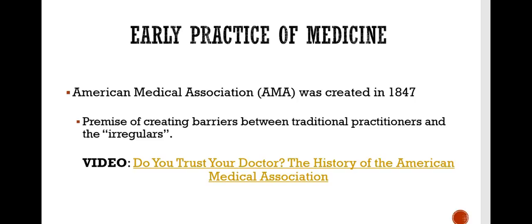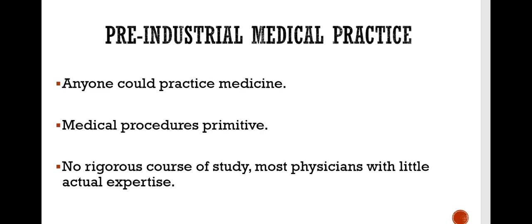So this is where the American Medical Association comes into play in 1847 when it was created. And the premise was to create these barriers between traditional practitioners and the irregulars. Because at the time, anyone could practice medicine. Medical procedures were primitive. And again, no rigorous course of study.